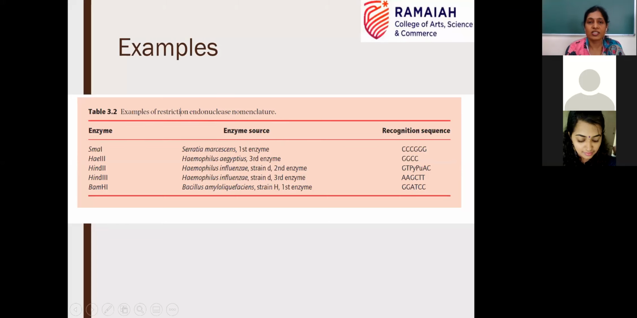Just to summarize quickly once again, the first letter is taken from the first letter of the genus name. The second and third letters are taken from the first two letters of the species name. Then the strain or the source of the DNA that specifies the enzyme, and the Roman numerals I, II, III indicate the number of enzymes that had been isolated from the same organism or from the same replicon or extrachromosomal DNA. So that's how the nomenclature system of the restriction endonucleases works.